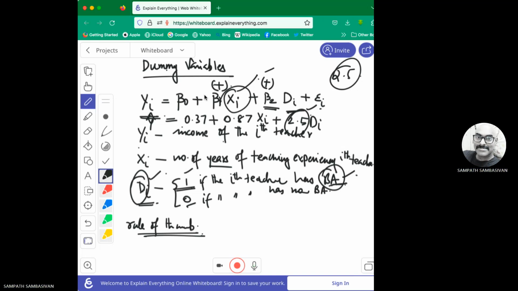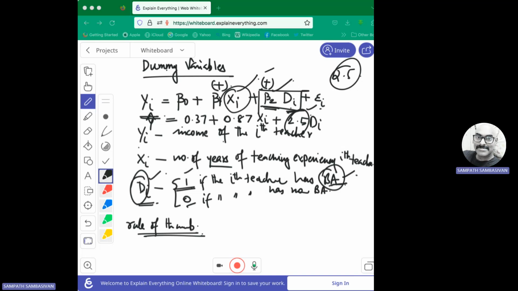So this condition that is included is always compared against the condition which is omitted. What is the omitted condition here? The teacher not having a BA degree. Now the next question is, how do we make sense of these coefficients, especially when it comes to this dummy variable? How do we make sense of this coefficient beta 2?